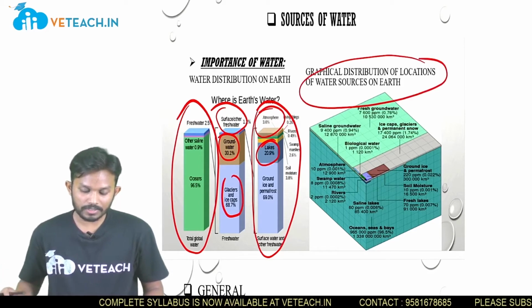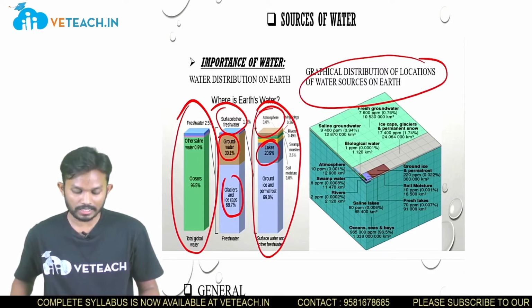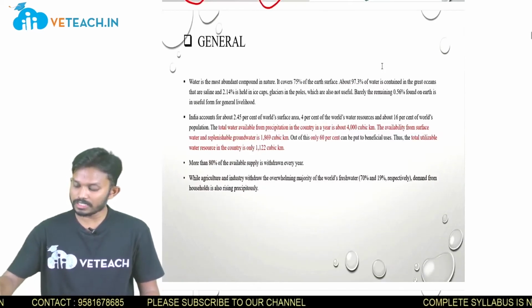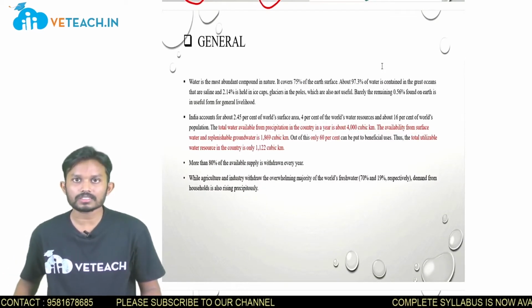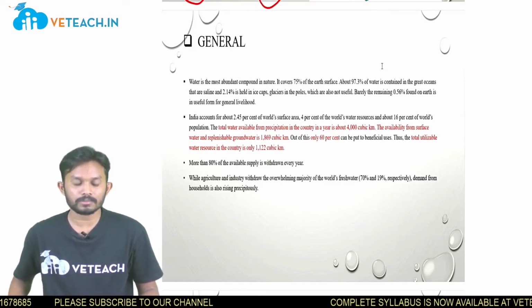Next, we can see the distribution from different locations on the earth, which accounts for more surface waters and groundwaters. So in general, we can see the water distribution and water supply, what sources are available and how much quantity we have to supply to the public.